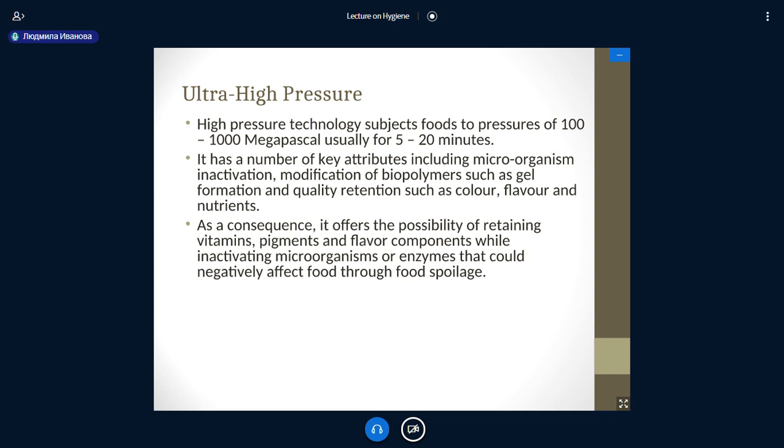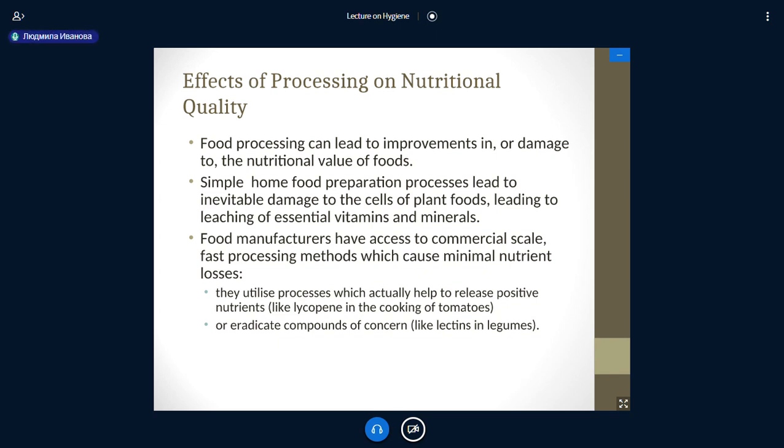Ultra high pressure technology subjects foods to very high pressure, with a number of key attributes, including microorganism inactivation, modification of biopolymers, such as gel formation, and quality retention, such as color, flavor, and nutrients. It offers the possibility of retaining vitamins, pigments, and flavor compounds. So remember this: with these new technologies and new processing methods, the advantage is that on one side they kill the pathogenic microorganisms, and on the other side they preserve the nutritional value of foods, the nutritional quality.